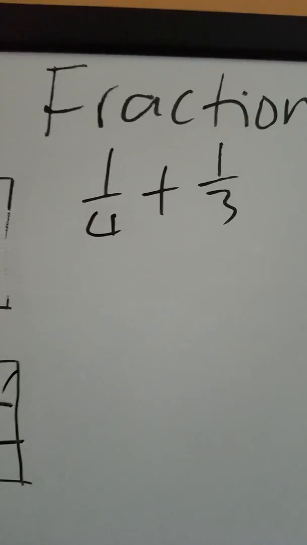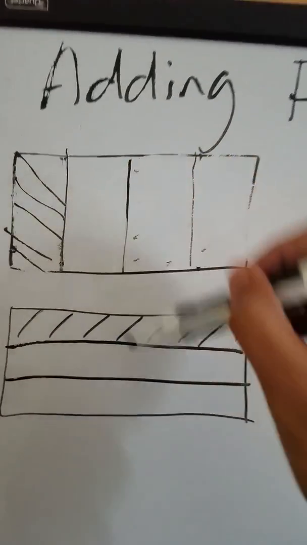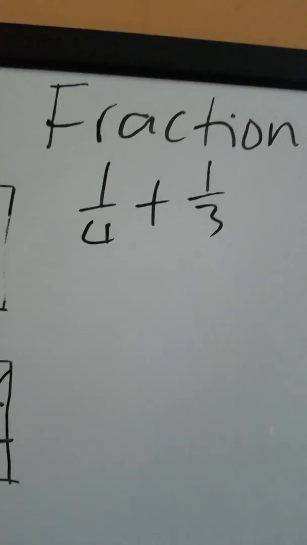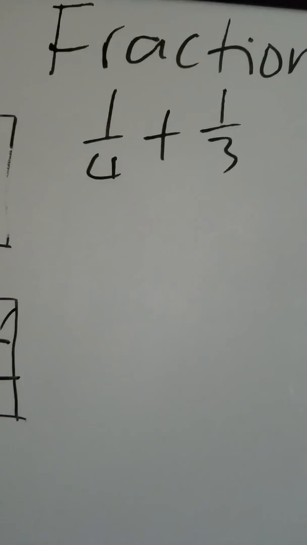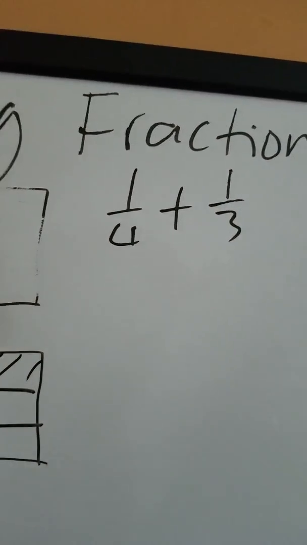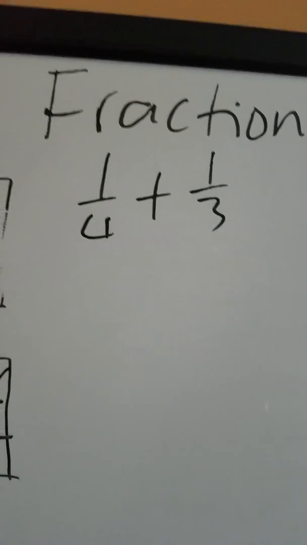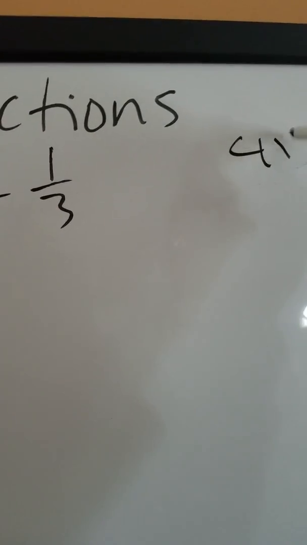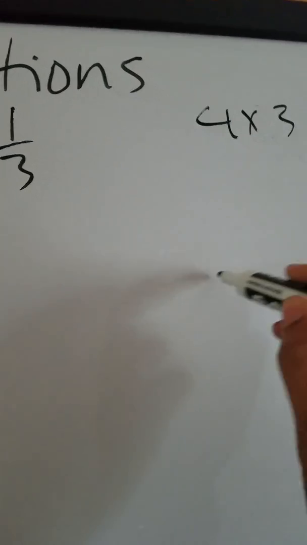That's the only way we'll be able to add these two fractions. We need to somehow compare both of these on the same level so that they're comparable. So we need to have a common denominator for these two fractions. How can we get a common denominator? Well, we need to change both these numbers into one number that's common to both of them. And the best way to do that is to multiply both numbers. 4 times 3, which gives us 12 as our denominator.